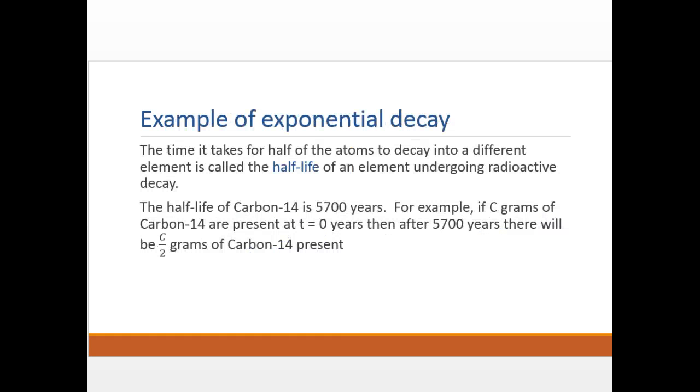Why would we use exponential decay? Well, exponential decay is used a lot. The most common example is in radioactive dating. The time it takes for elements of an atom to decay into different elements is called the half-life of an element undergoing radioactive decay. The half-life of carbon-14 is 5,700 years. For example, if c grams of carbon-14 are present at time t equals 0 years, then after 5,700 years there will be c over 2, or approximately half the amount of grams of the carbon-14 present.